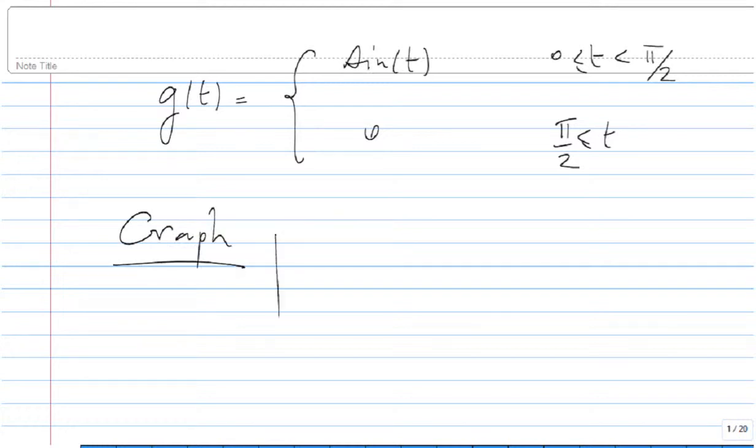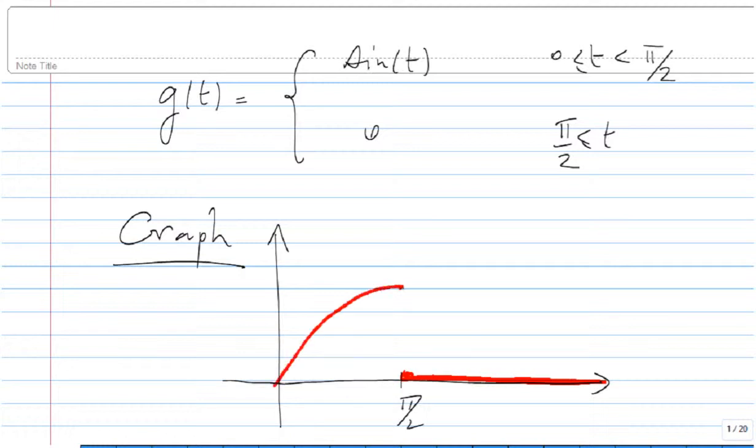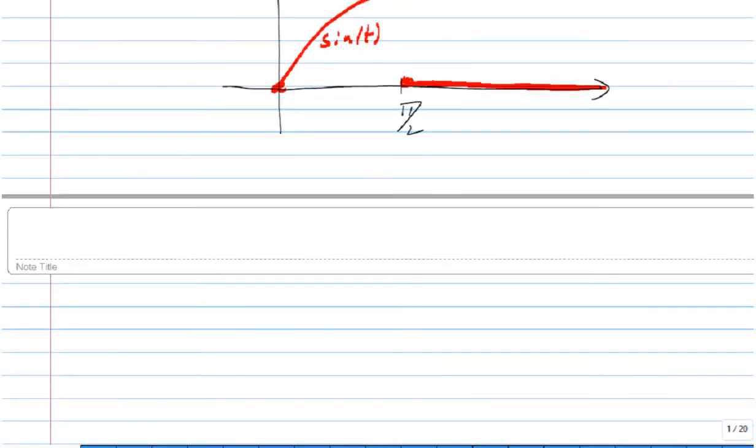we see that after pi over 2, the function is equal to 0. But between 0 and pi over 2, it is sine of t, and 0 otherwise, okay? So we are going to use the step functions u_c.